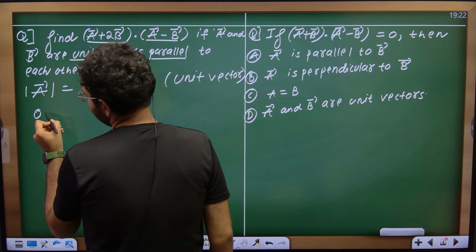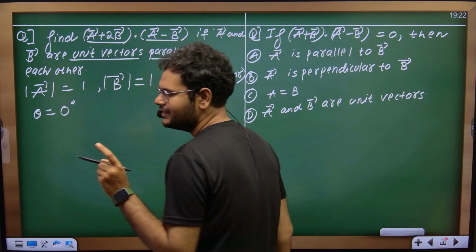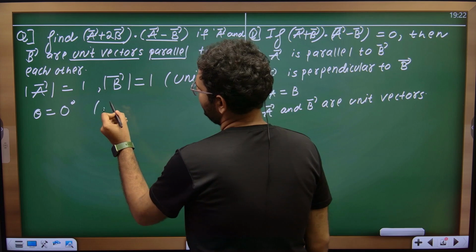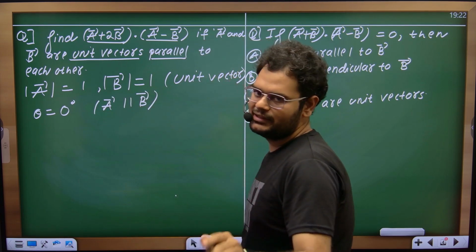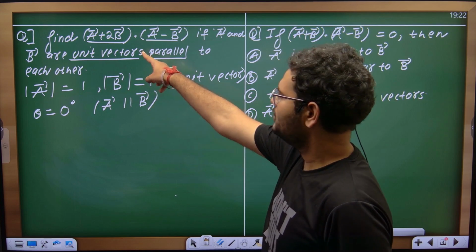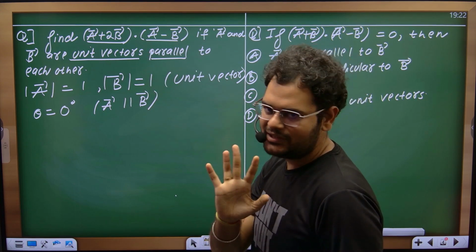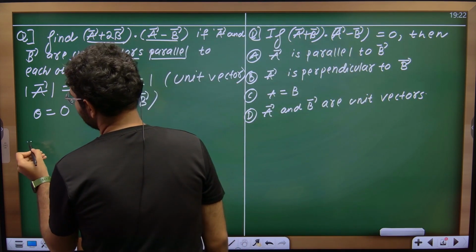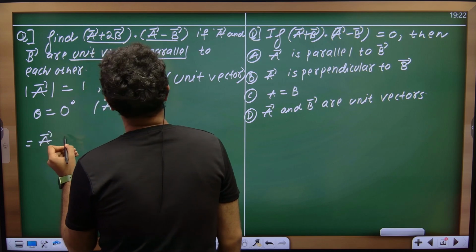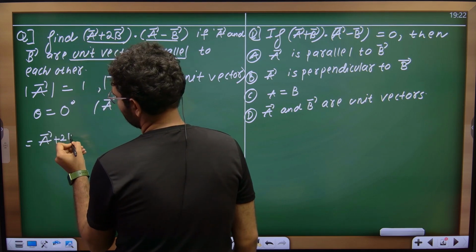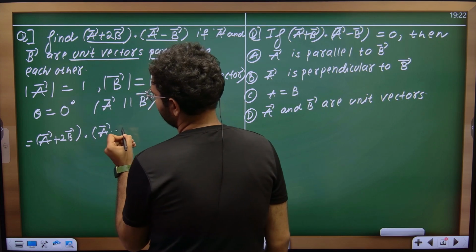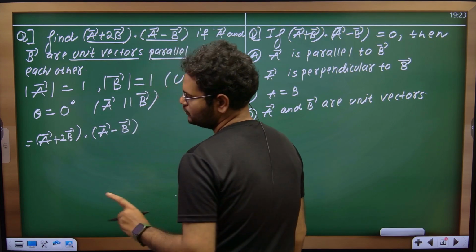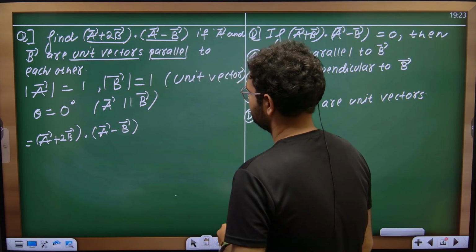Sir, theta, what is theta? Theta is equal to 0 degree. Why theta is equal to 0 degree? Because a vector is what? Parallel to b vector, given in the question. Two vectors are parallel, angle is 0. Sir, how to go about this? Simply you simplify. I will tell you how to simplify. The same properties we will use. First, you will write full a vector plus 2b dot a vector minus b. So one by one I will do. Okay, pay attention.